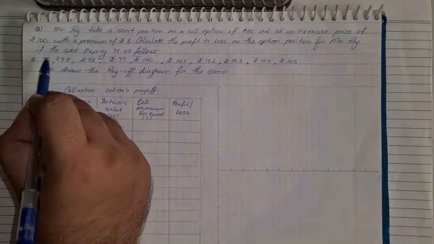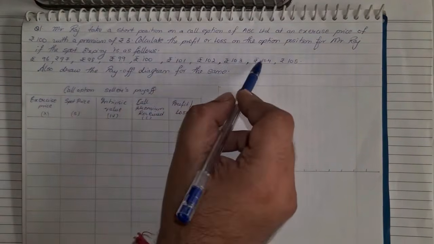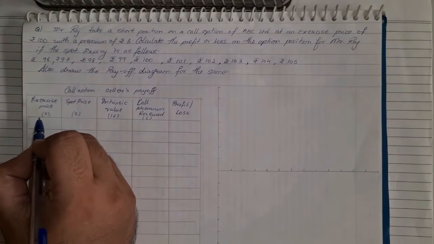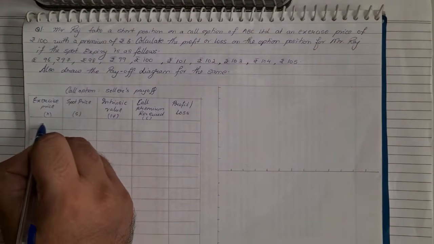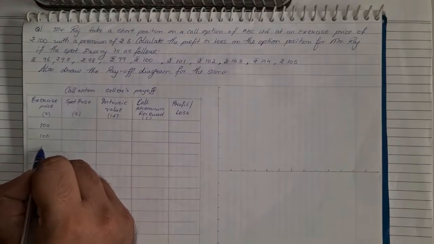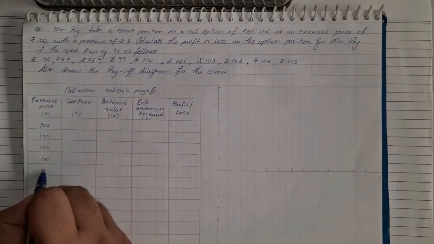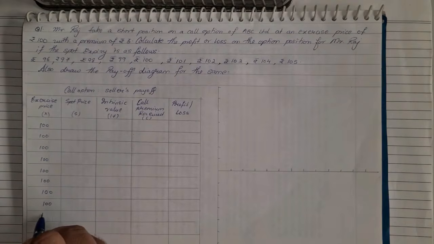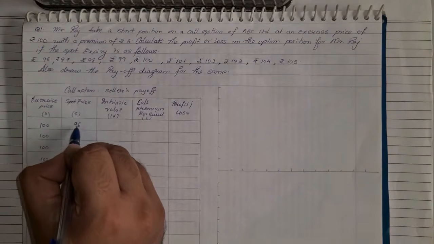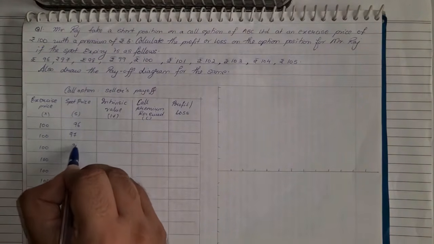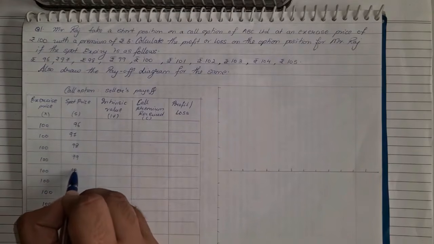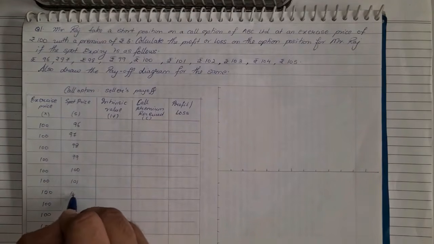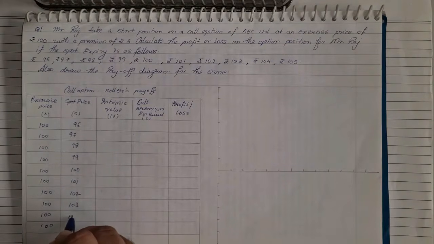Okay, so 1, 2, 3, 4, 5, 6, 7, 8, 9, 10. They have given us 10 options, so we'll post the exercise price for the 10 options as 100. So that's the first, second, third, fourth, fifth, sixth, seventh, eighth, ninth, and 10th. Now the spot prices given are 96, 97, 98, 99, 100, 101, 102, 103, 104 and 105.